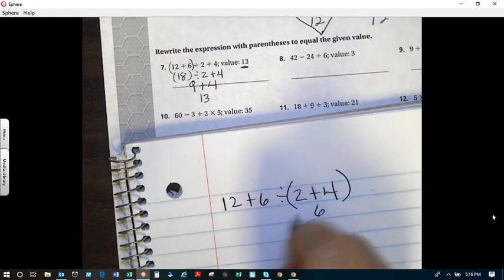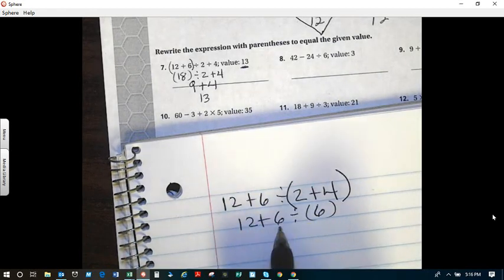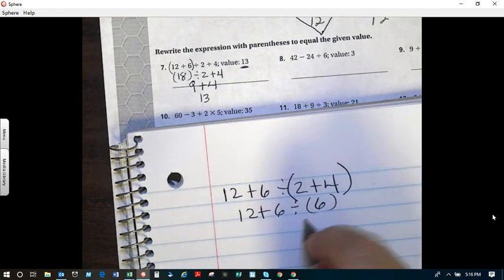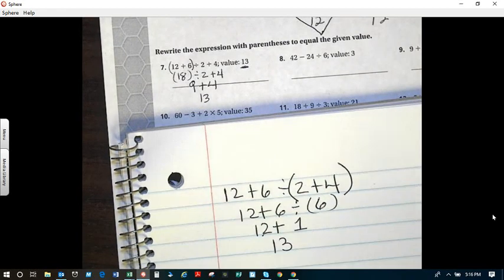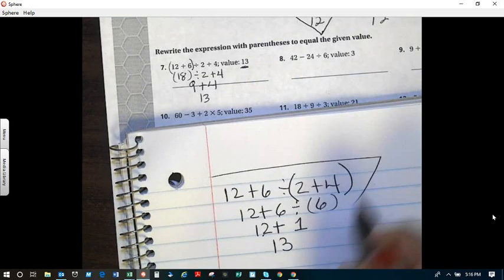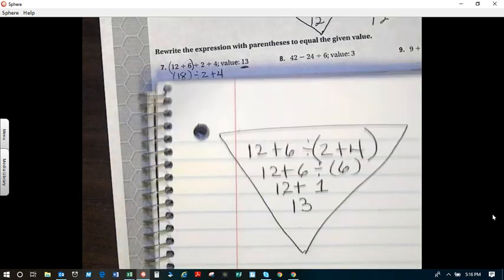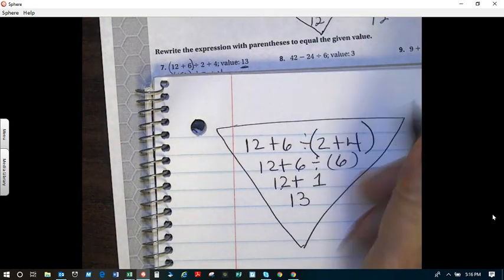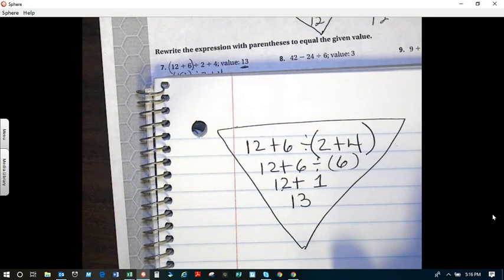And then I'm going to put that in parentheses. 6 divided by 6, and 12. So I have 12 plus 6 divided by 6. What is 6 divided by 6? 1. And now I have 12 plus 1 equals 13. All right, so that is another possibility. You don't have to keep doing this, but I want you to see that your upside down triangle is going to, everything flows down this way, and do all your computations on the outside.